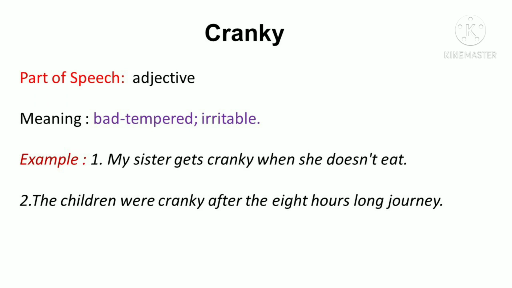So, when a person is irritated about something and is showing a bad temper behavior, in that case you can say that the person is showing a cranky behavior. Now, let us see how to use the word cranky in sentences. My sister gets cranky when she doesn't eat. The children were cranky after the 8 hours long journey. So now let us move to the last word of this video.